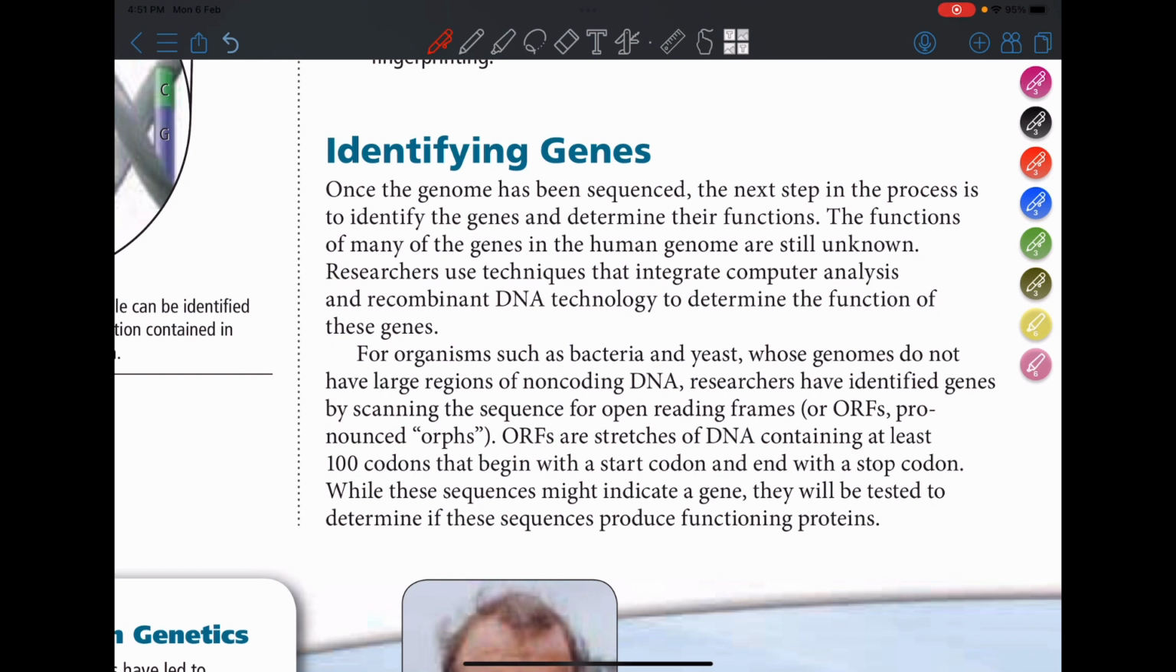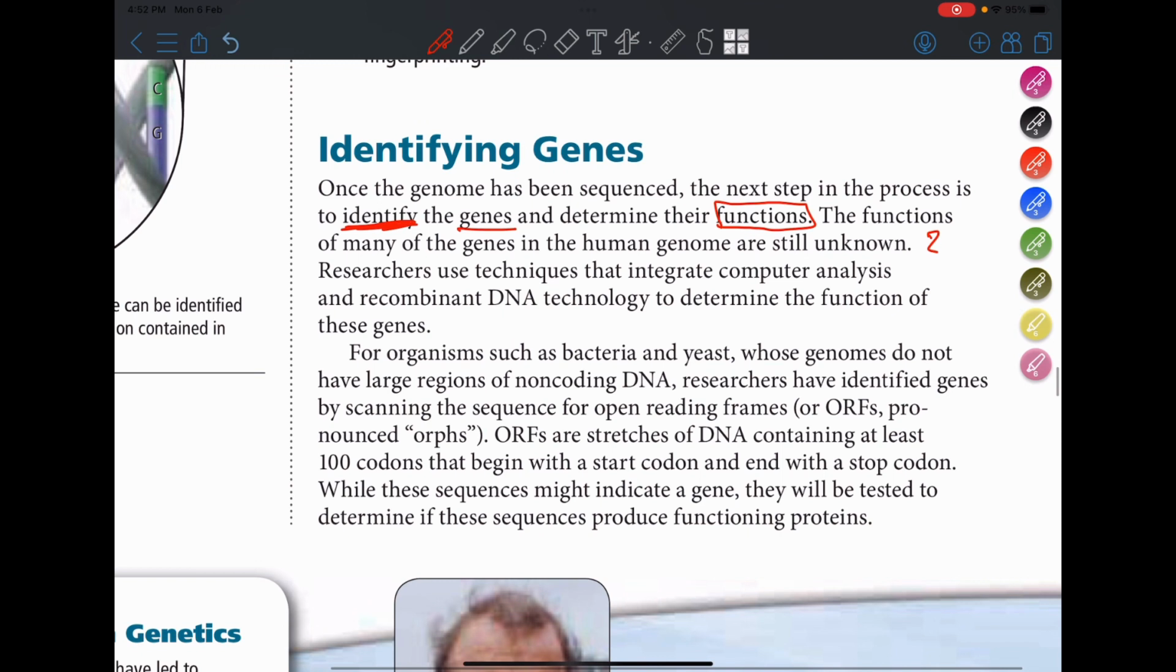Once we've got the genome sequence, the next step in the process is to identify the genes and to determine their functions. The functions of many of the genes in the human genome are still unknown. So we don't know most of them, right? There are so many genes in the human genome that we don't know the function of.